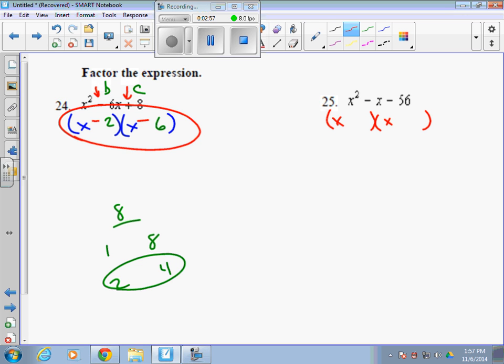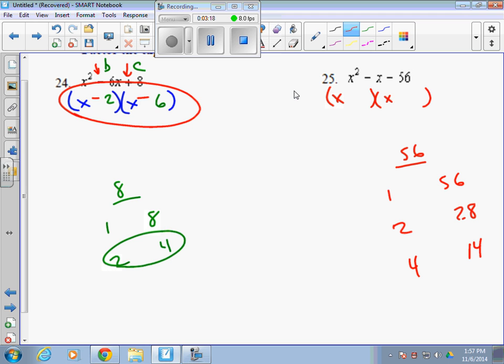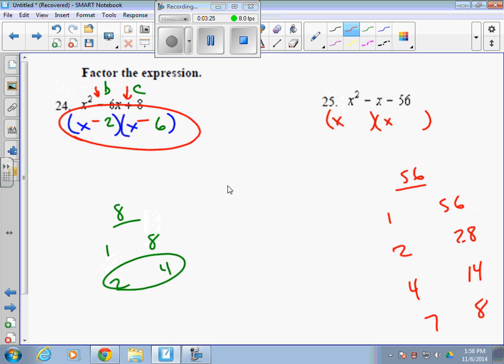X times x. Your factors of 56 are 1 and 56, 2 and 28, 3 doesn't go into it, 4 goes into it, and 14. 5 doesn't go into it, 6 doesn't go into it, and then 7 and 8 do, okay? But anyways, the pair that you're looking for is the one that's going to get you to b's value, and b's value in this case is, more specifically, negative 1, but look at it as if it's 1.